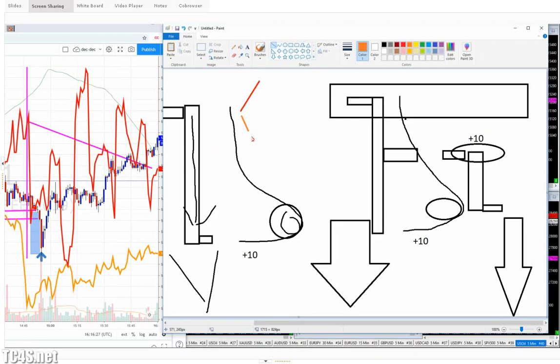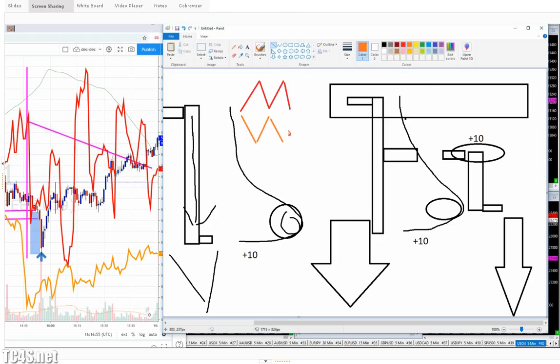Oopsies. And there's the euro doing this. That means that it's getting hedged. That's a hedge that's in place. So when the orange line does this and the red line does this, that confirms that the hedge is definitely in place. So when the red line does this and the orange line does this, that's the hedge still in place.